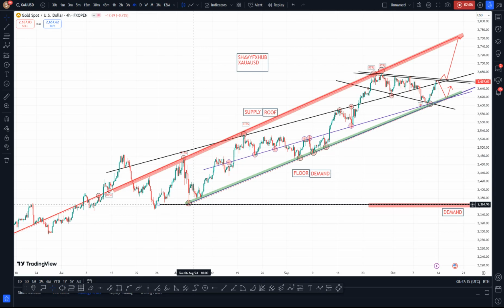Remember, the strategy is all about assigning a floor and a roof. On the floor side, we connect all the lows. If we connect all the lows, then for the roof, we connect all the highs. We want to picture all the highs for the roof. That is how we make our roof and our floor.